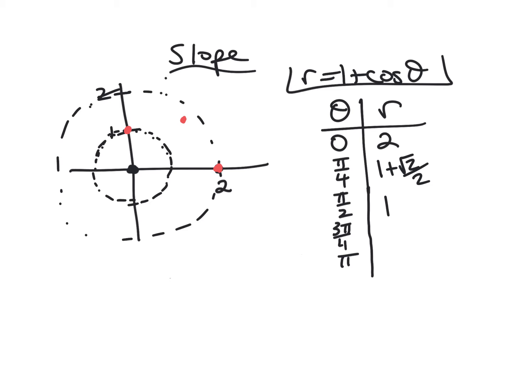At 3 pi over 4, cosine is negative there. So this is 1 minus root 2 over 2, and therefore going to be something like the 0.3-ish range down here. And when we get to pi, we get 0. And then it's going to reflect because of symmetry, and so we know this ends up looking something like this.